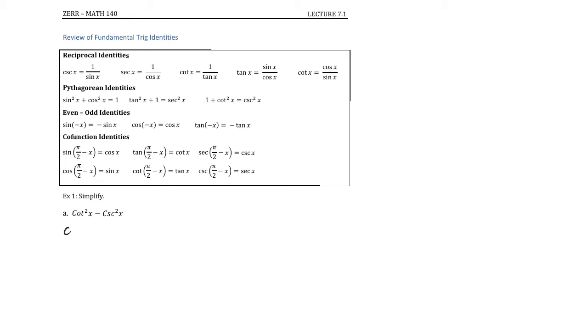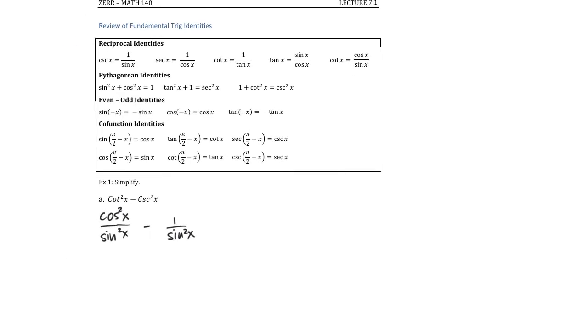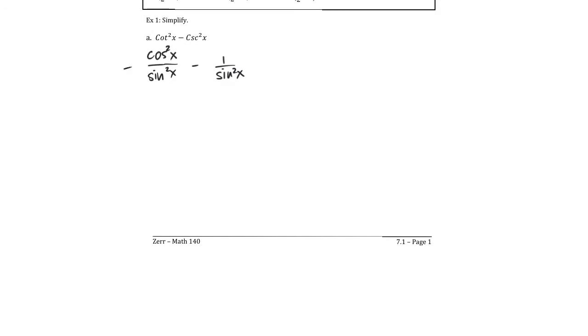So cotangent is cosine over sine, so cotangent squared would be cosine squared over sine squared. And then cosecant is 1 over sine, so cosecant squared would be 1 over sine squared x. Now there's a common denominator, so let's go ahead and subtract our fractions. So we've got in the numerator cosine squared x minus 1.